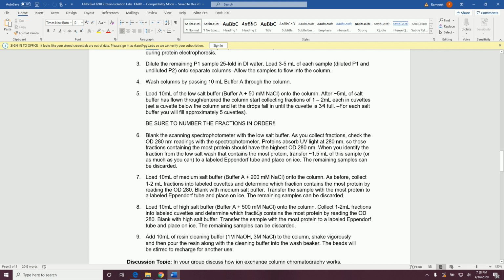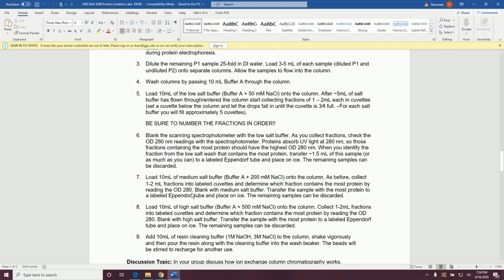So after you have washed the column, you would be passing first the low salt buffer, then the medium salt buffer and the high salt buffer. You pass these buffers one by one and you collect the fractions. In the fractions, you get the eluted protein. So why are you able to elute with these salt buffers?